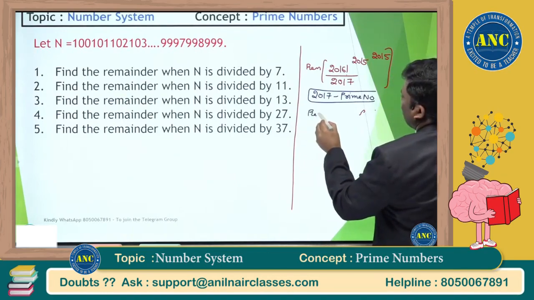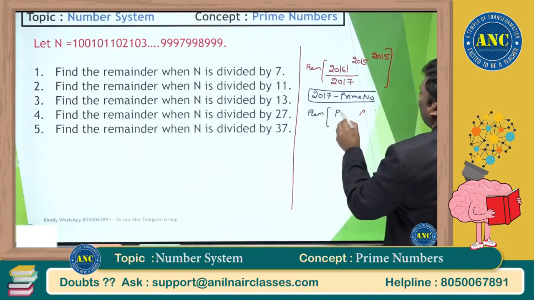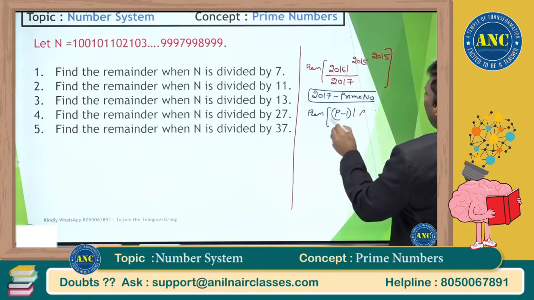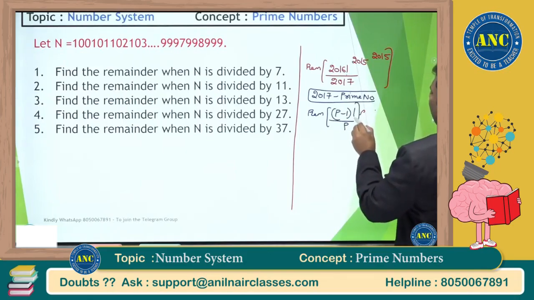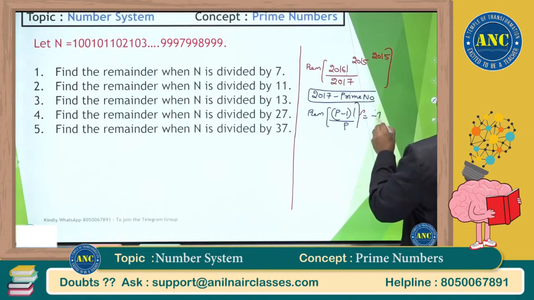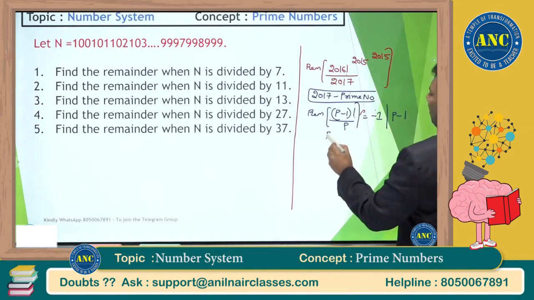Now, yesterday we discussed a concept, p minus 1 factorial. P minus 1 factorial divided by p is minus 1, or in a positive remainder, it is p minus 1.